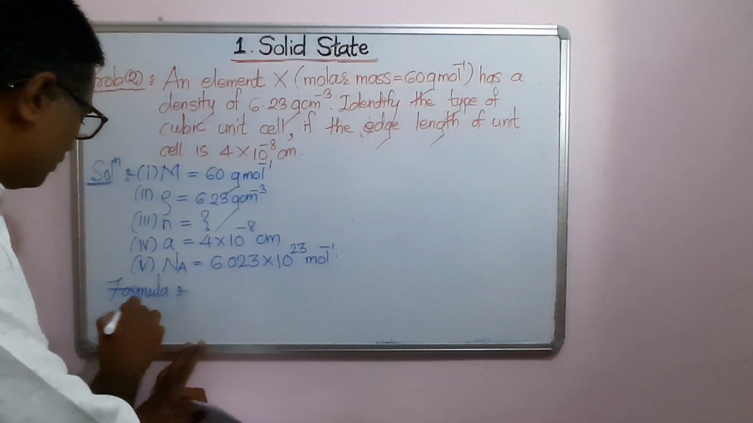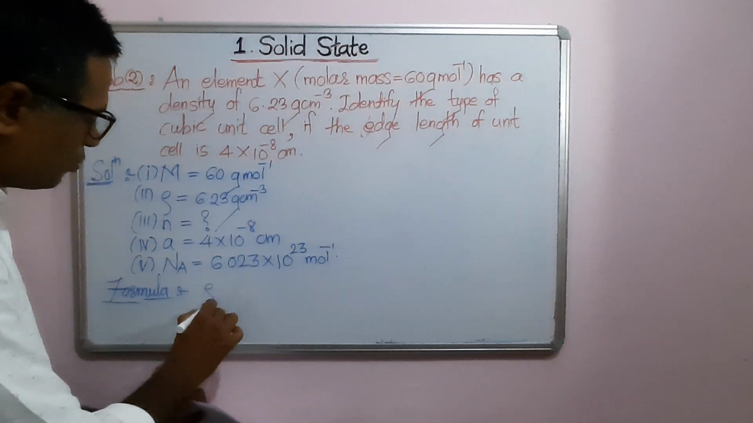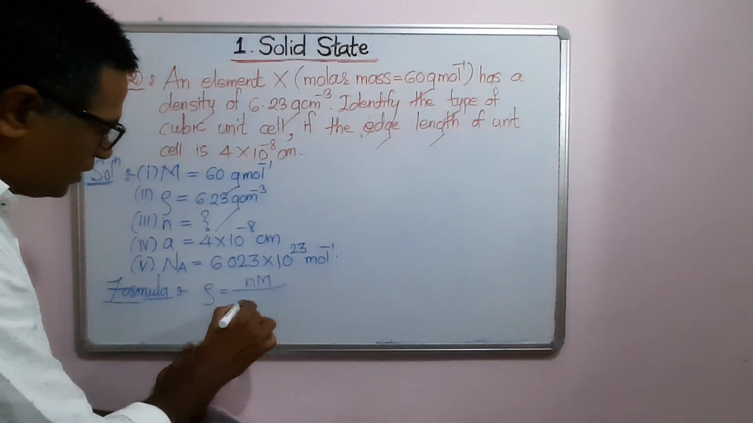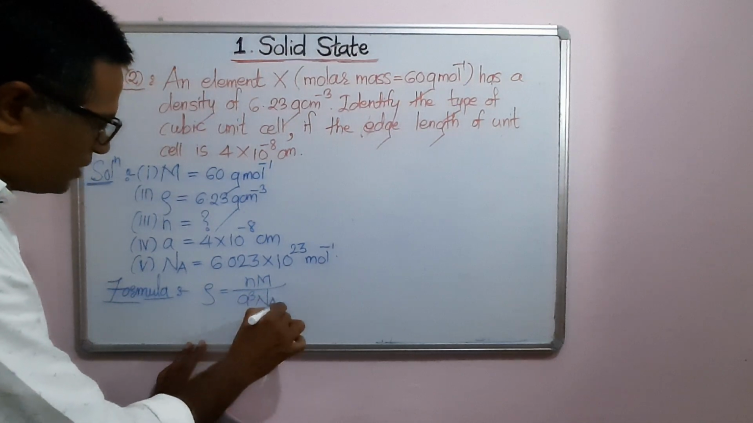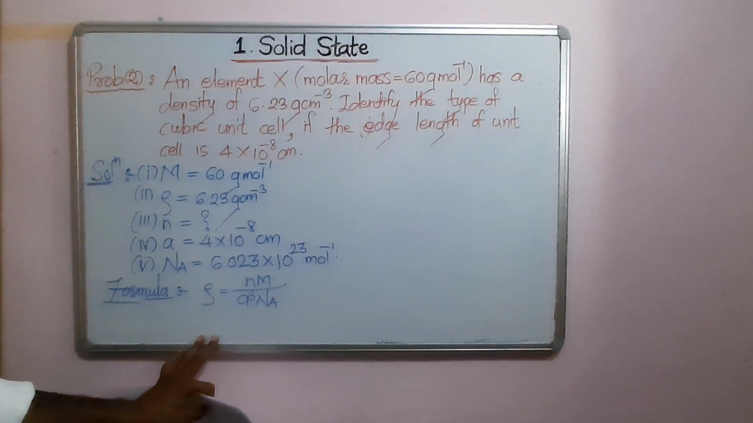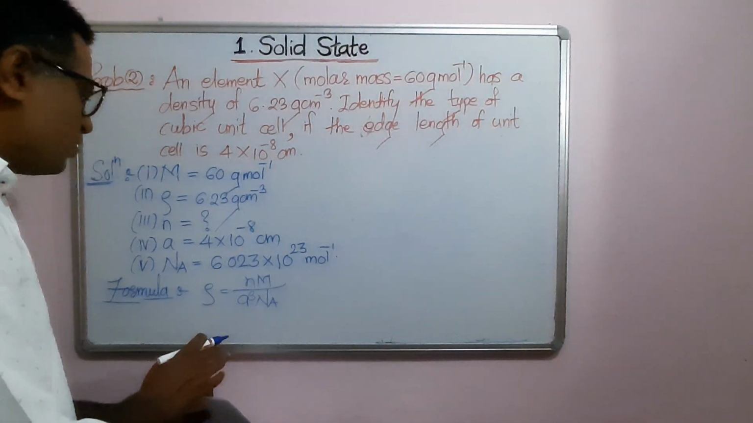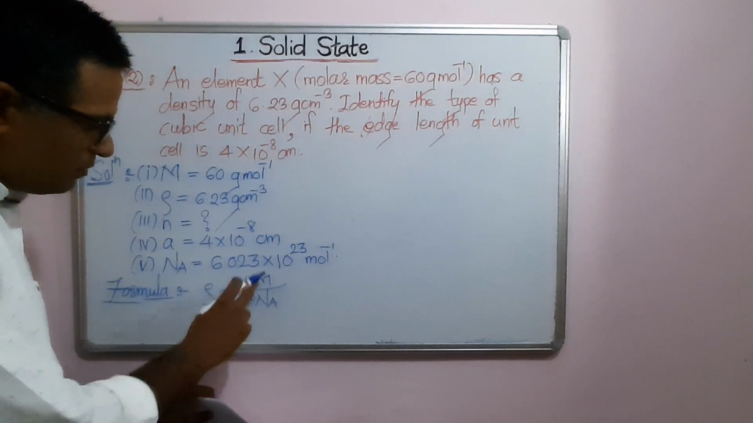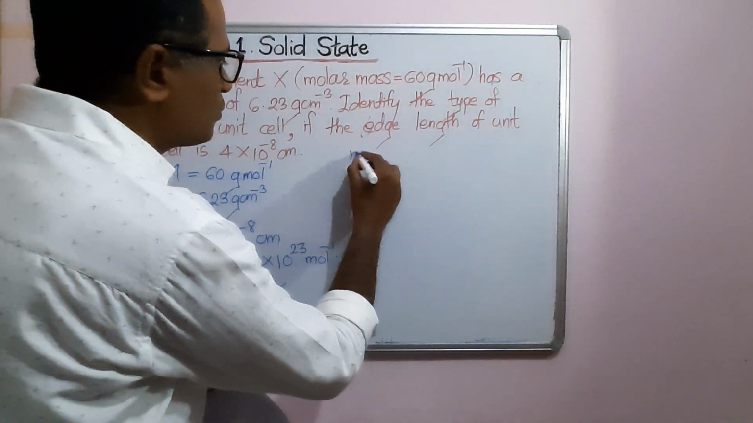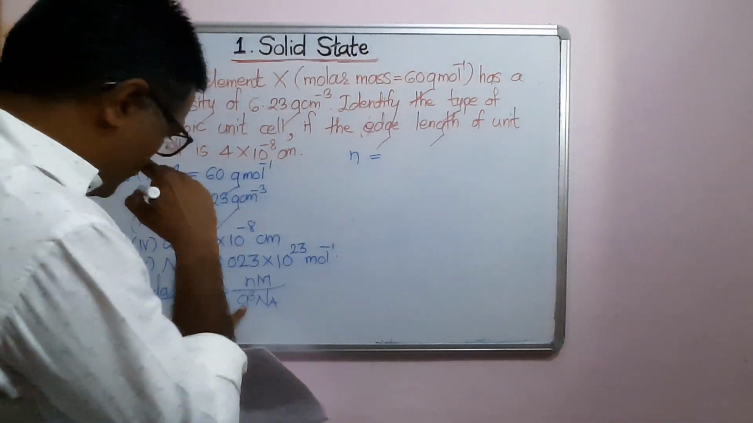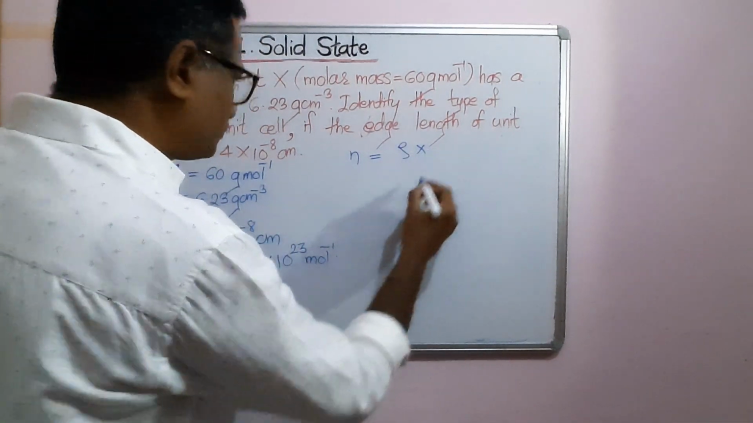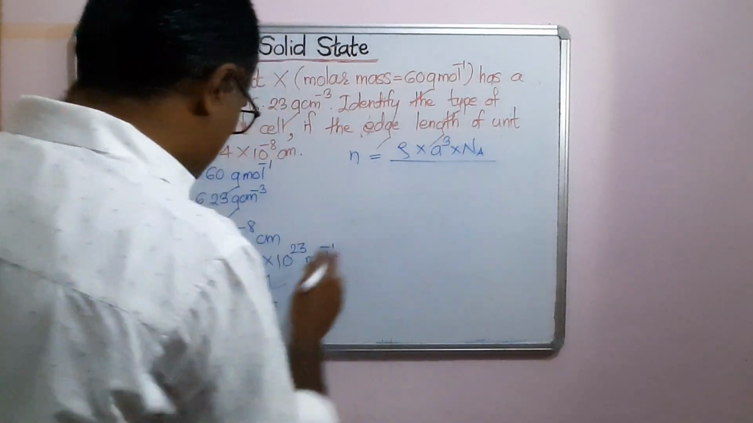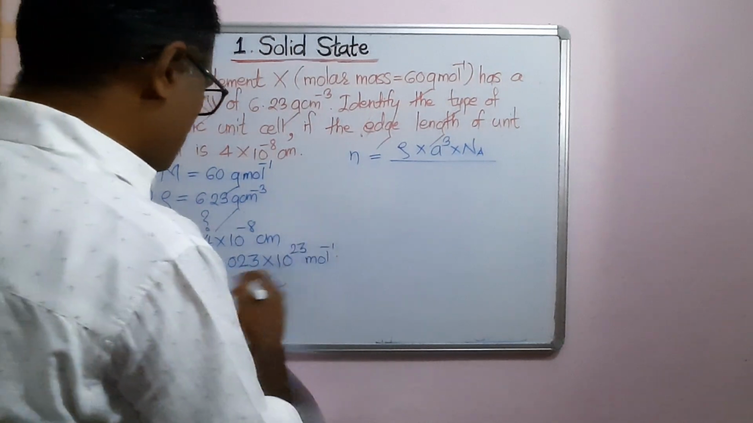Now write the formula for solving the problem. Rho is equal to n into M upon a cube N_A. Using this formula you have to solve the problem, and here we have to calculate n. So n is equal to rho into a cube into N_A upon M.